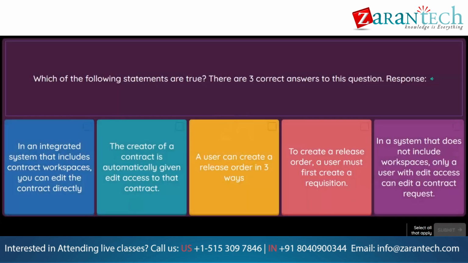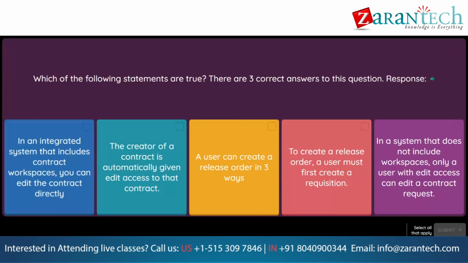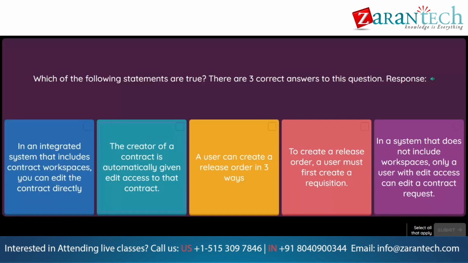Question: which of the following statements are true? There are 3 correct answers to this question. Response: Option 1 in an integrated system that includes contract workspaces, you can edit the contract directly. Option 2 the creator of a contract is automatically given edit access to that contract. Option 3 a user can create a release order in 3 ways. Option 4 to create a release order, a user must first create a requisition. Option 5 in a system that does not include workspaces, only a user with edit access can edit a contract request.